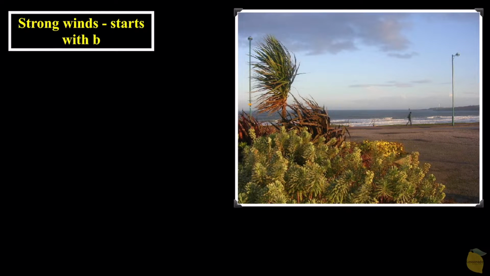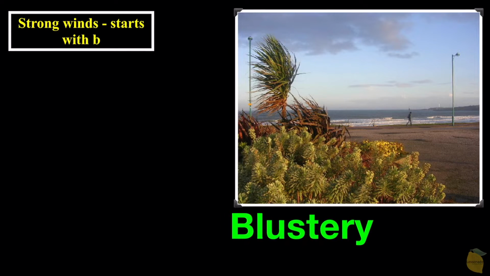Strong winds starts with B. In this picture, we can see strong winds and the plants and the trees, they're definitely moving. So the word is blustery.